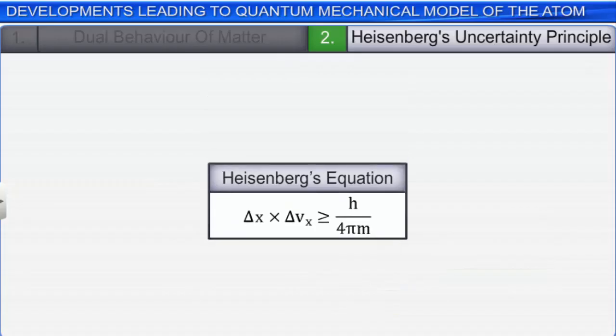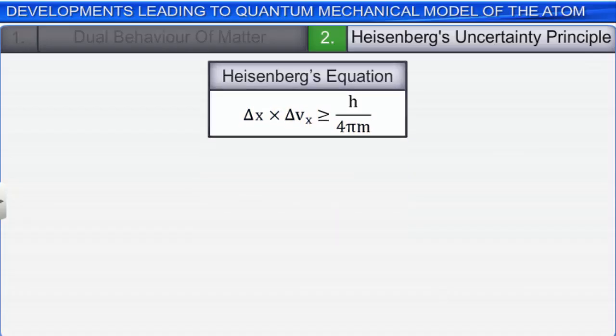Also note that the uncertainty in the position and velocity are inversely proportional to the mass of the object. That is, uncertainty in the position and velocity decreases as the mass of the object increases and vice versa.